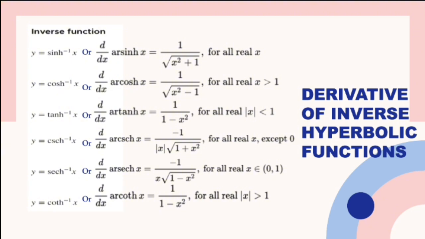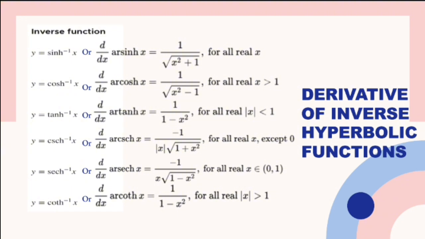1. Y equals hyperbolic tan, or d over dx arc tan x equals 1 over 1 minus x squared, which is x is all real less than 1. Y equals cosecant, or d over dx arc cosecant x equals negative 1 over x times the square root of 1 plus x squared, which is x all real except 0.